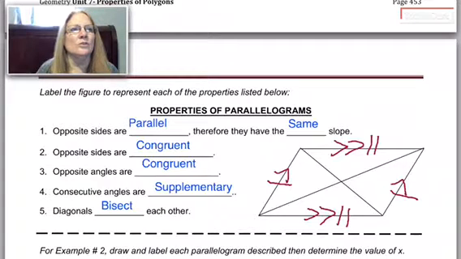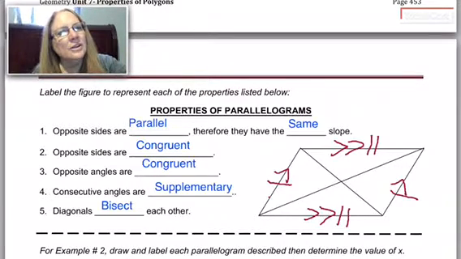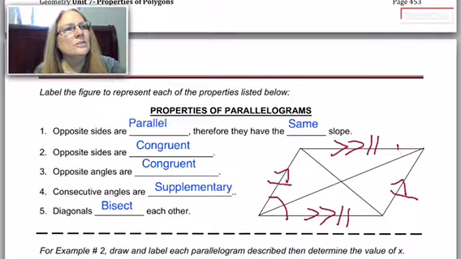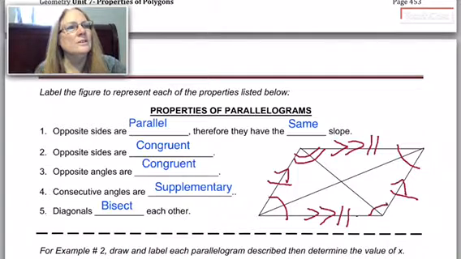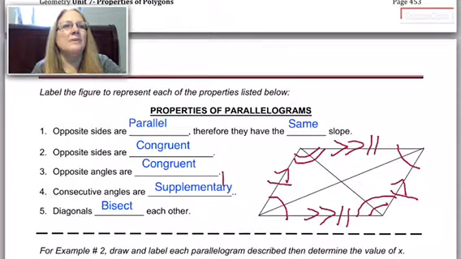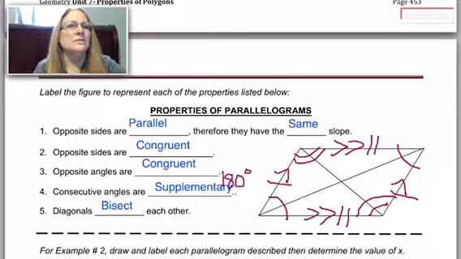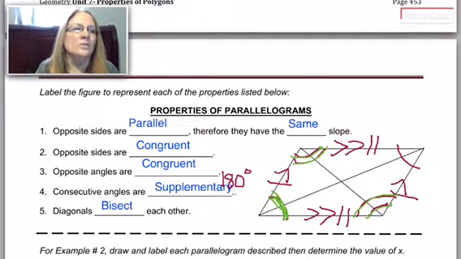Opposite angles are congruent. So this entire angle right here is congruent to this angle here, and this angle here is congruent to this one. Consecutive angles are supplementary. That means they add up to 180 degrees. So this angle here plus this angle here is 180 degrees, as well as this angle here and this angle here. And we'll look at that in some examples in a moment.